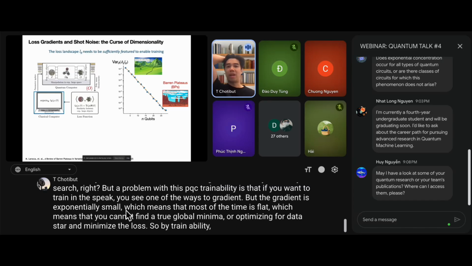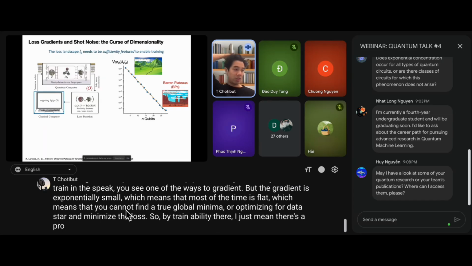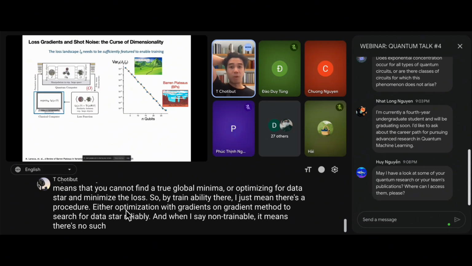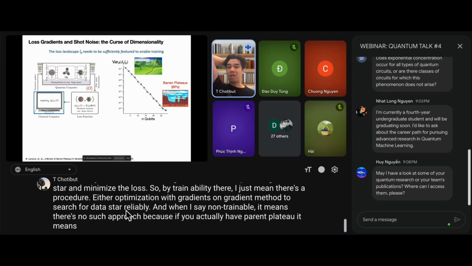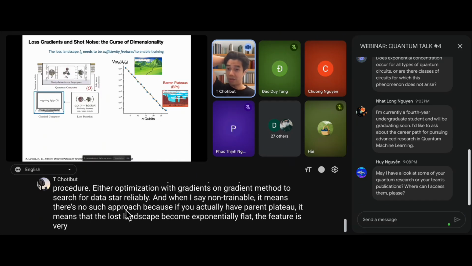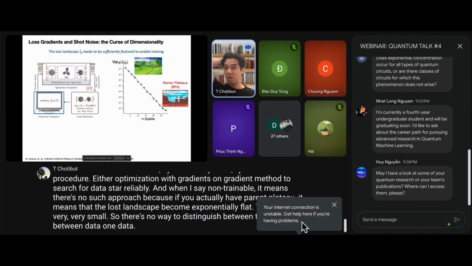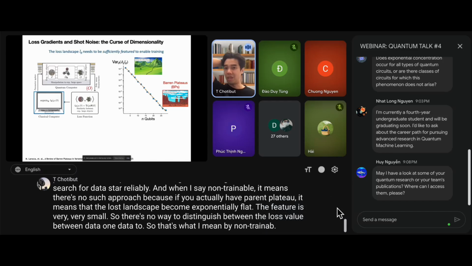So by trainability, I just mean there's a procedure, either optimization with gradients or non-gradient methods, to search for theta star reliably. When I say non-trainable, it means there's no such approach. Because if you have barren plateaus, it means the loss landscape becomes exponentially flat, the feature is very, very small, so there's no way to distinguish between the loss value at theta 1 and theta 2. That's what I mean by non-trainability.